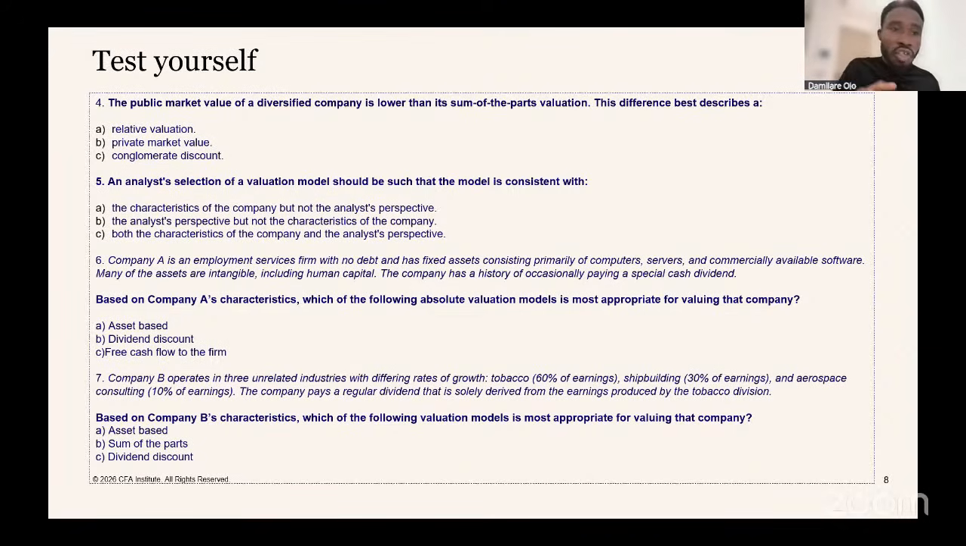You can't say relative valuation here because there's nothing you are comparing. You are not comparing this company with its industry peers. You can't say private market value because it is not a privately traded stock. The question says the public market value, so it's a publicly traded stock. So the only option, which is actually the correct answer, is a conglomerate discount because we are told that the public market value is lower than the sum of the parts.